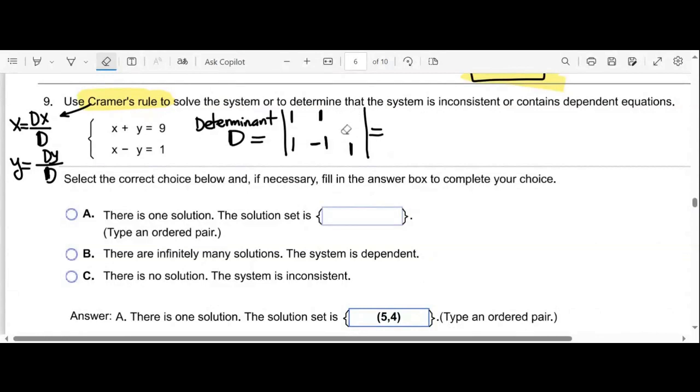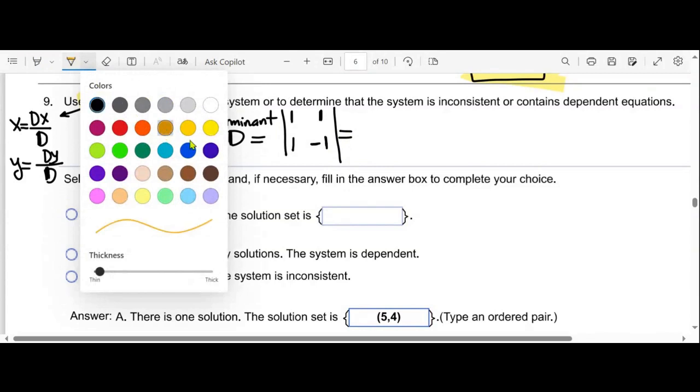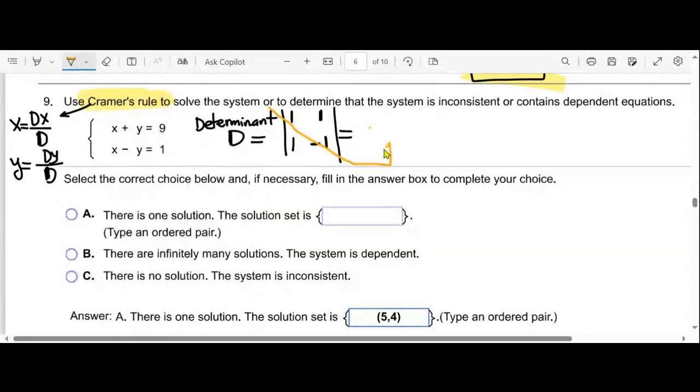Do I need this 9 and 1? I don't need it, right? Because I'm just going to do the determinants. So let's remove that. What's the determinant here? Diagonal, cross, and between them subtraction. 1 times negative 1 is negative 1. 1 times 1 is 1. So what's your answer? Negative 2.